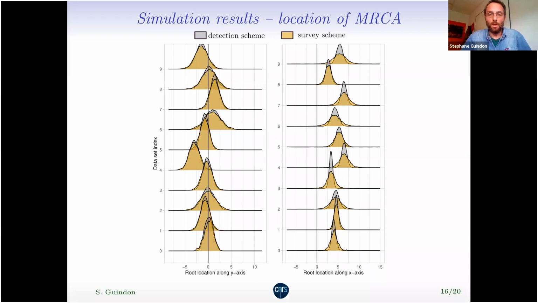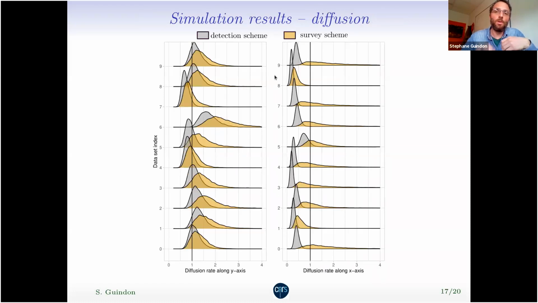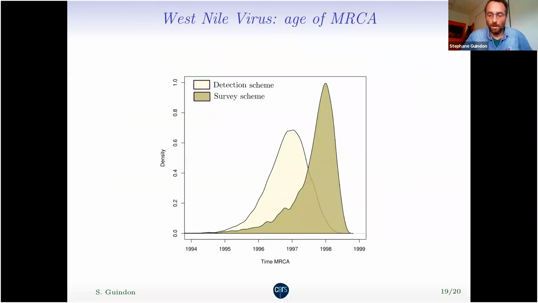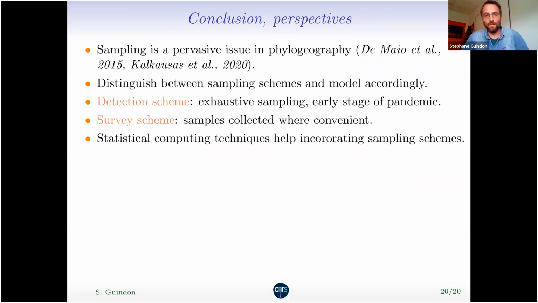So I'm just going to finish here by saying that the estimation of the location for the most recent common ancestor is still biased under the survey scheme, all right? But when you look at the diffusion rate estimates, what you observe is that you have virtually no bias anymore with the survey scheme, right? We've analyzed some real data sets as well, but I will tell you about this maybe at another time.